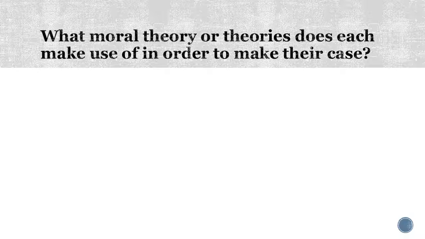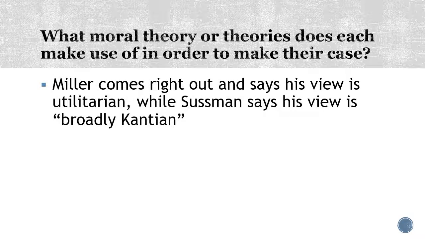All right, so then let's move on to what theory or theories each makes use of in order to make their case. This one's actually fairly easy for this article. Miller comes right out and says that his view is utilitarian. And if he didn't, it would be pretty clear, because he's talking about the overall consequences and choosing cases where the consequences of the torture are going to be better than the consequences of not torturing.